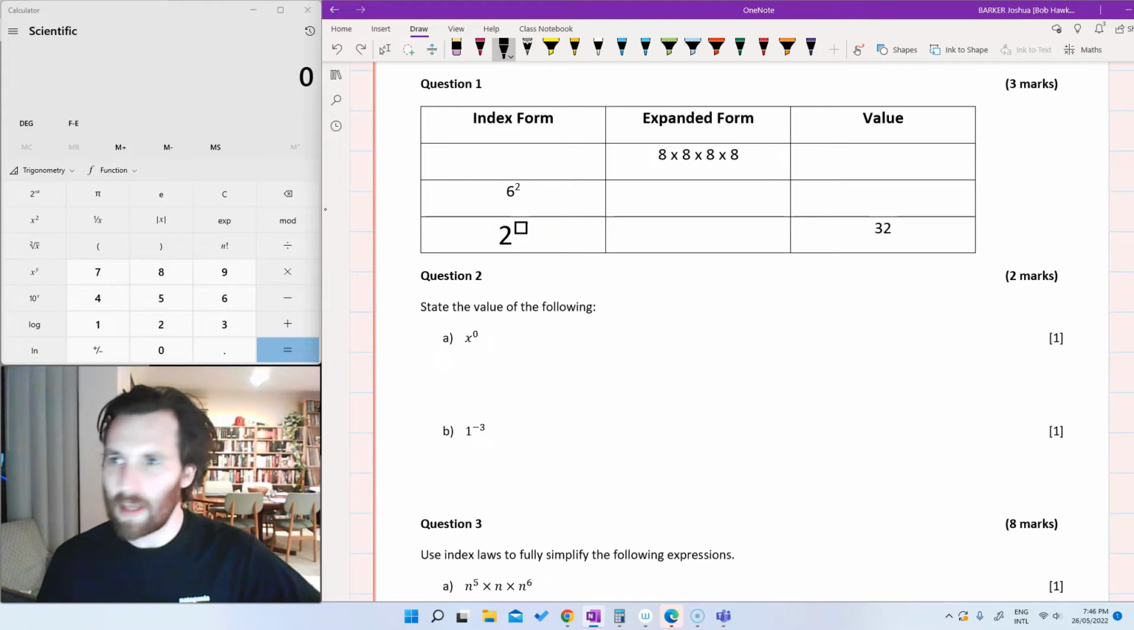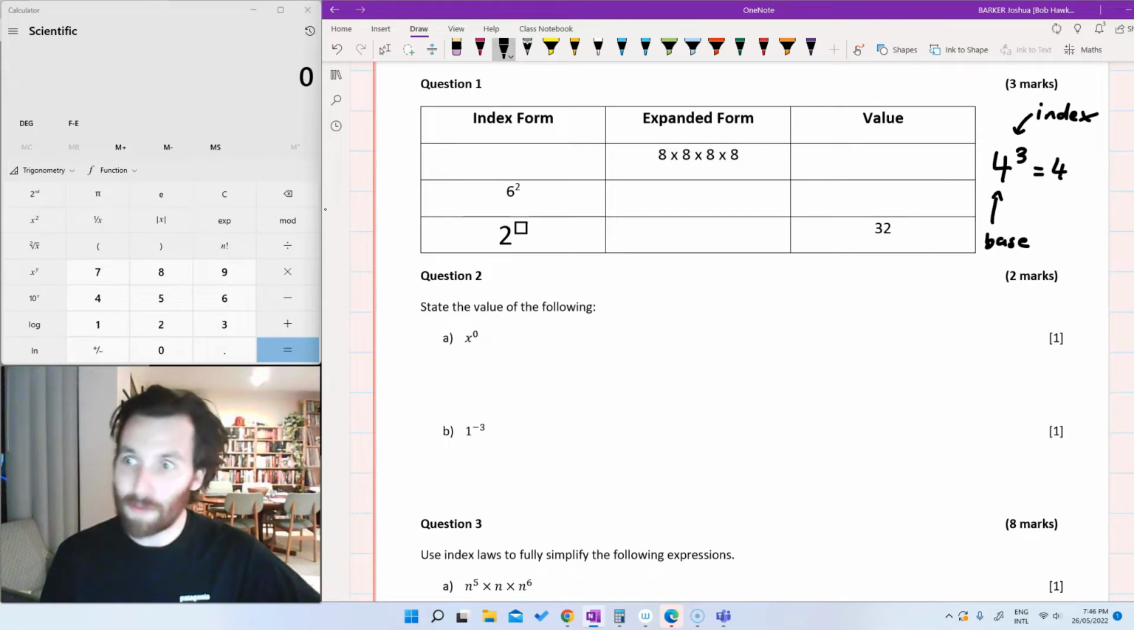The first question is looking at converting between index form, expanded form, and a value for particular expressions. So let's come up with just a different example. Say we had 4 to the power 3. We call 4 the base, and 3 is the index or the power. The 3 tells us how many times we're going to use 4 in the multiplication. So 4 to the power 3 is 4 times 4 times 4.